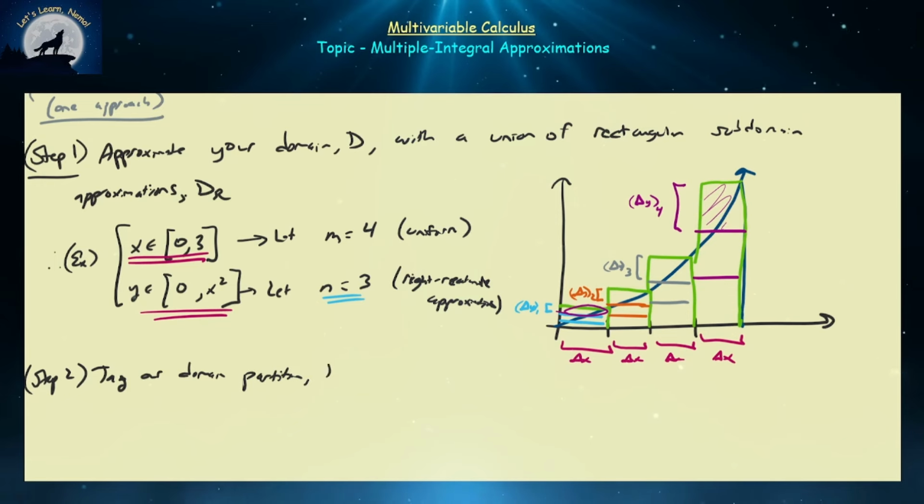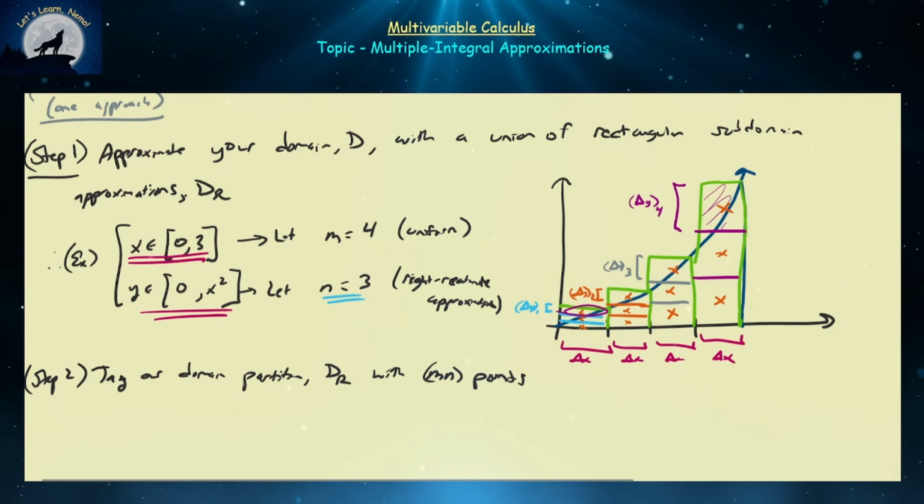And keep in mind our domain partition is dr with m times n points. For example, if I do midpoint tagging, then I'm going to have that point, that point, that point, this, this, this, this, this, and that point, and that point, right? So that's going to give us 4 times 3, which is 12 tag points to project for our height.